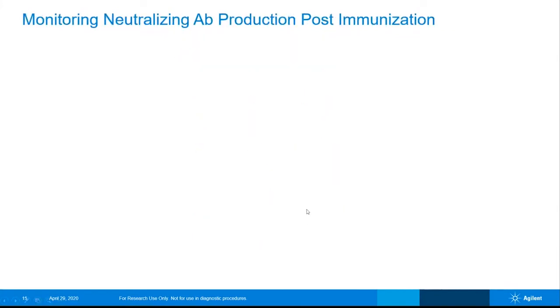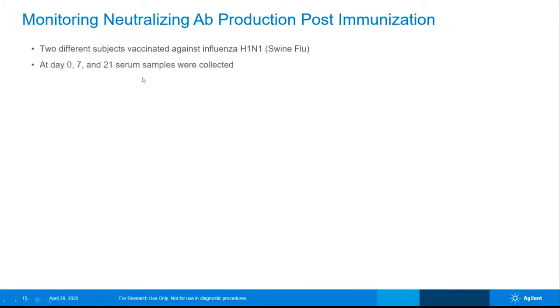I'd like to now look at an example of trying to monitor the neutralizing antibody response that's produced by immunization. So in this example, 2 different subjects were vaccinated against influenza H1N1, also known as swine flu. And then at days 0, 7, and 21, the subject's serum was collected, and that serum was incubated with purified virus and then used to infect cells in one of the xCELLigence electronic plates.